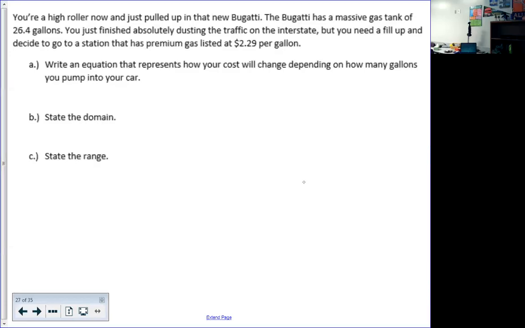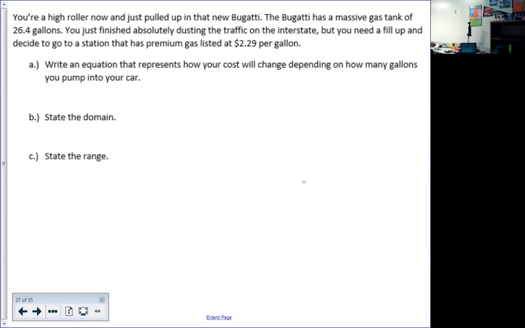All right, so I have word problems. For this problem here, you're a high roller now and just pulled up in a new Bugatti. The Bugatti has a massive gas tank of 26.4 gallons. You just finished absolutely dusting the traffic on the interstate, but you need a fill-up and decide to go to a station that has premium gas listed at $2.29 per gallon.